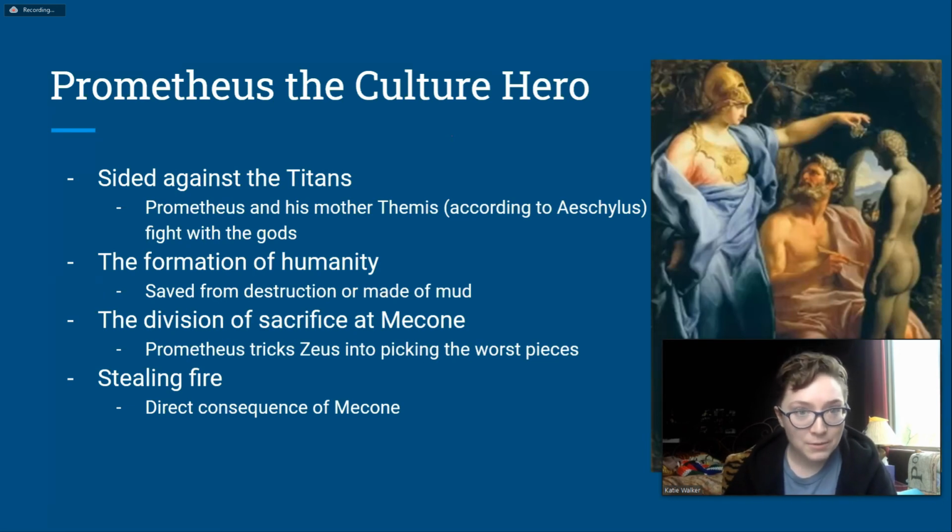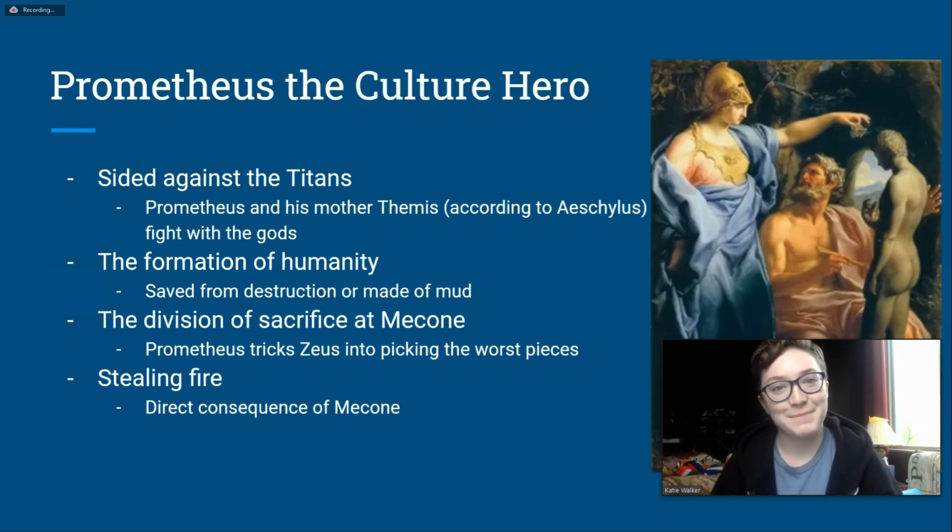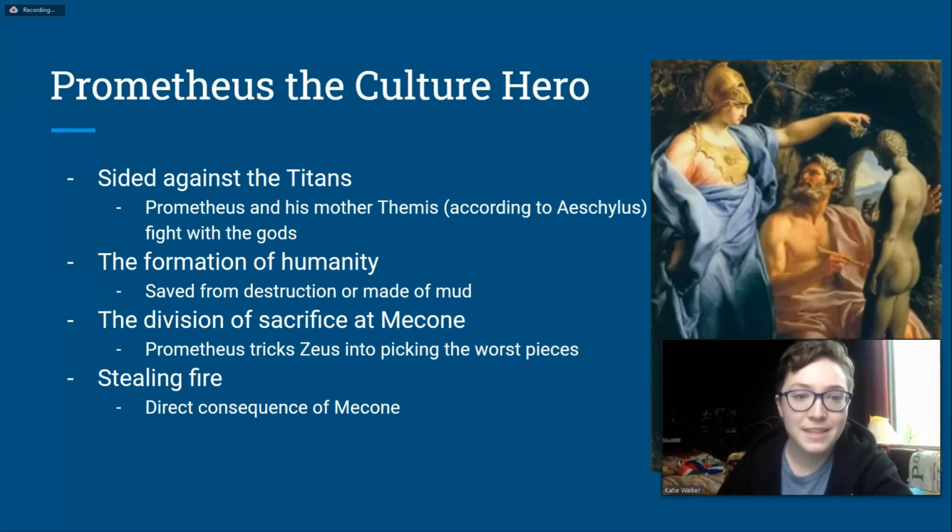So throughout these stories, the most common theme is that Prometheus is always on the side of humans and, I guess, the winning team, which makes a lot of sense. And Matt touched on this briefly. His name literally means forethought. So he has the ability to see how things are going to play out. So we have him initially siding against the Titans in the Titanomachy, both he and his mother Themis. Aeschylus has his mother being Themis. This is not what Hesiod said. There's one example of the discrepancies that we have in these myths.